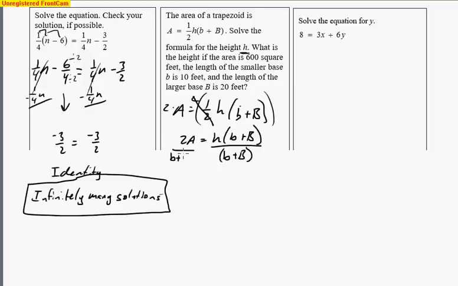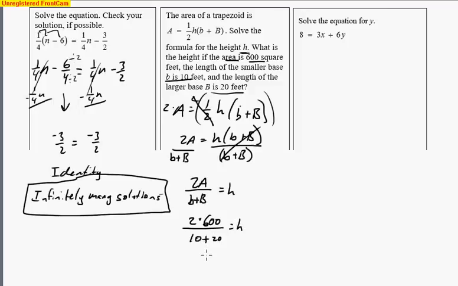And when I do that, they'll cancel each other out. And since it's being multiplied by h, that's how I can go ahead and do the division. So I'm left with double the area divided by the sum of the two bases equals the height. So now I'll go ahead and substitute my numbers in there. 600 is the area. That goes in place of a. So 2 times 600 over lowercase b, 10 feet, plus uppercase B, 20 feet, equals the height.